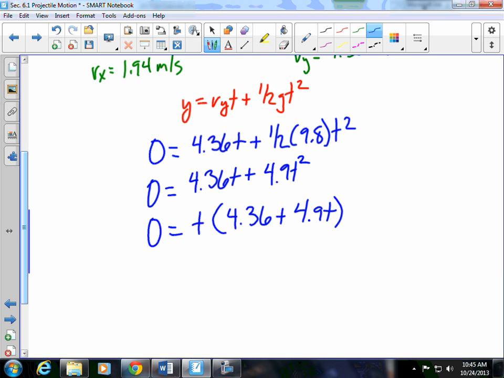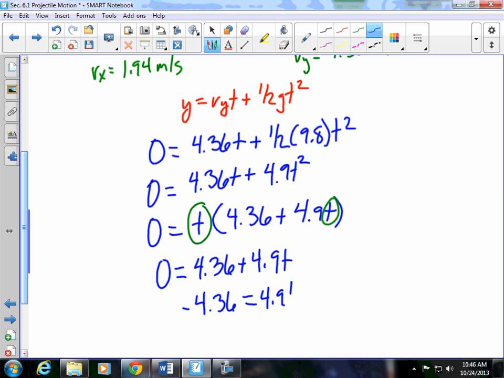So t could equal 0 here, or what we solve for t here. There's two possible answers for t. But can time equal 0? Absolutely not. So what we're really set up with is 0 is equal to 4.36 plus 4.9t. And you subtract, so negative 4.36 is equal to 4.9t. We're dealing with time, so you're going to end up taking the absolute value of this negative number. And when you take 4.36 divided by 4.9, you're getting 0.889.